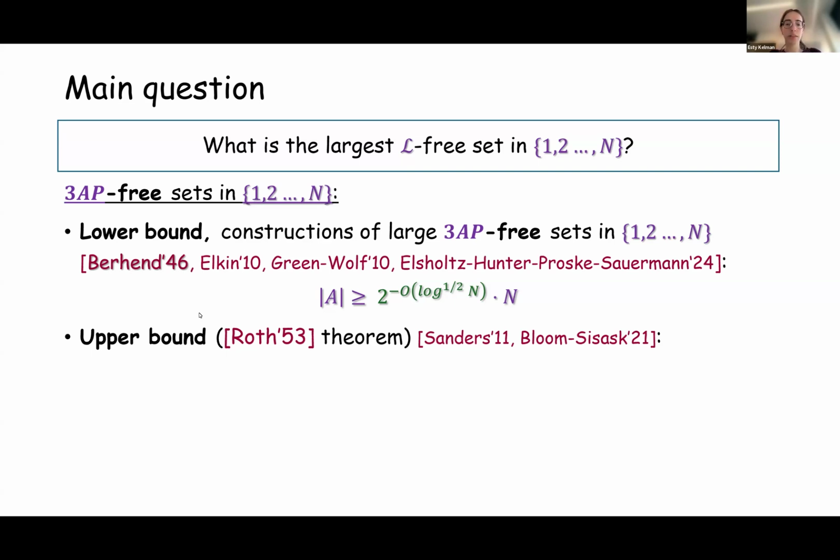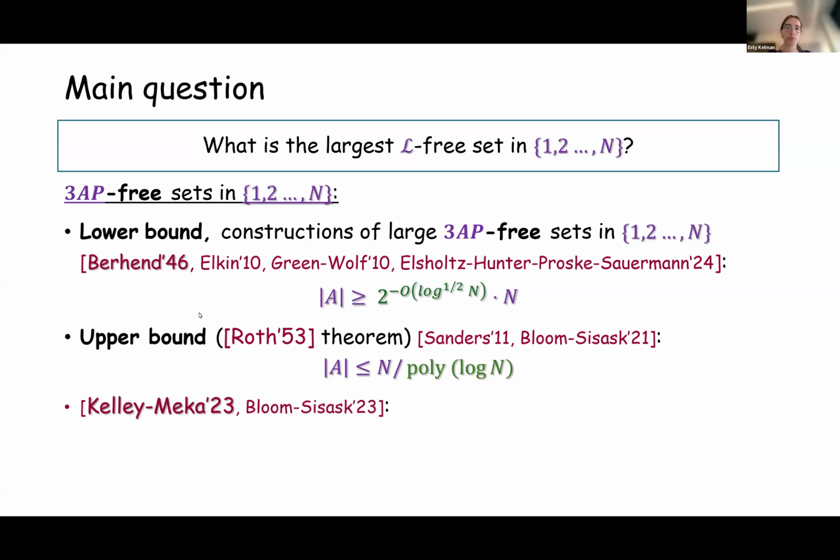And up to 2021, the bounds that we knew are that any 3AP-free set must be at most of density 1 over polylog N. And then in 2023, Kelley and Meka came with a big breakthrough, with a big jump forward, showing a bound that almost closed the gap between upper bound and lower bound, and is exponentially better than all the previous. They developed many new techniques for their argument, and this was later improved by Bloom and Sisask, refining the Kelley-Meka argument.